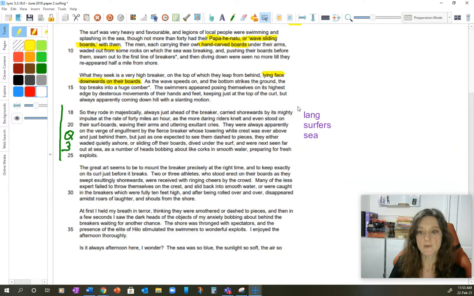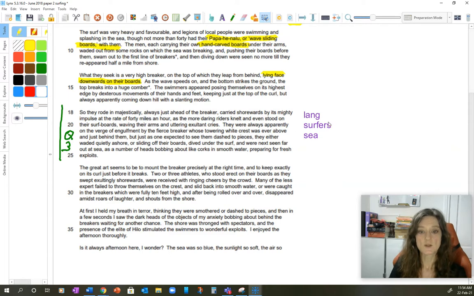I'm going to pause there because this is our language paragraph. So let's just think a little bit about language as we read this. So how is language used to describe the surface and the sea? So they rode in majestically. So majestically is a good word.